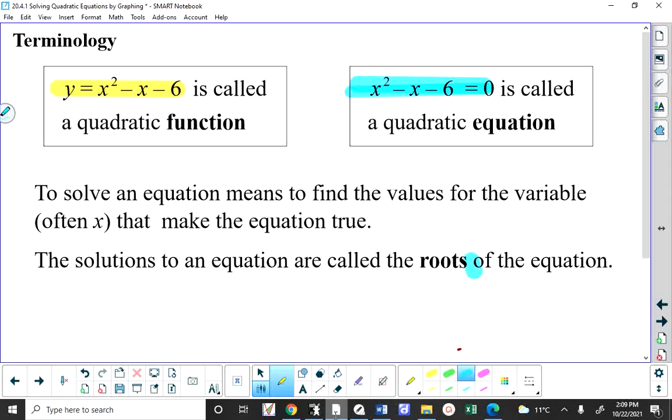And what we would say is that y equals x squared minus x minus 6 is a quadratic function, and x squared minus x minus 6 equals 0 is the corresponding quadratic equation. Okay? But if there's no y and it's equal to 0, then it's an equation, and if there is a y and that's what it's equal to, it's a function. Now, if you look at what this says next, it says to solve any equation means to find the value of the variable that makes the equation true.